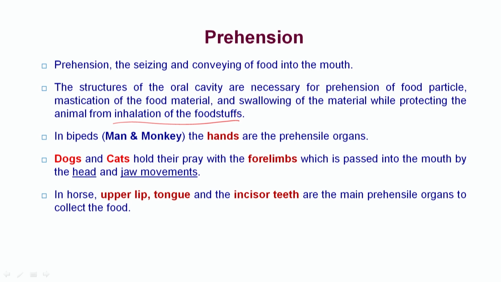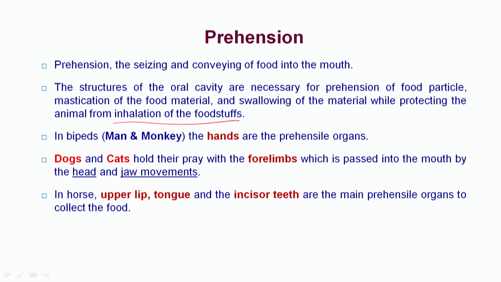There are different prehensile organs in the different species of animals. If you consider man and monkey, the hand is a prehensile organ. It means the hand is the part which brings the food particles to the mouth. So in different animals, different parts are involved in bringing the food particles near to the mouth so that it can be eaten.